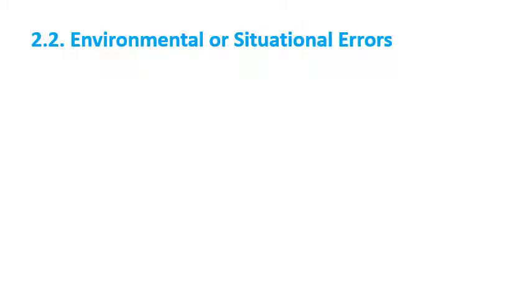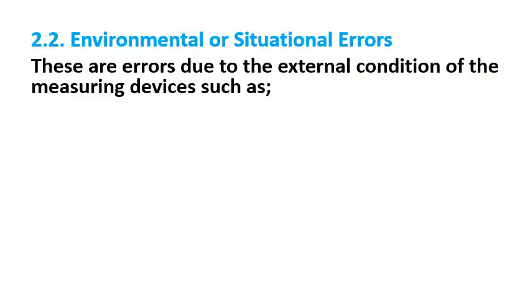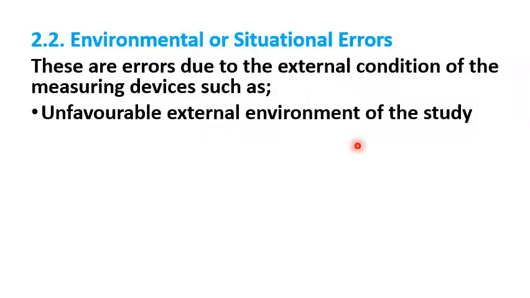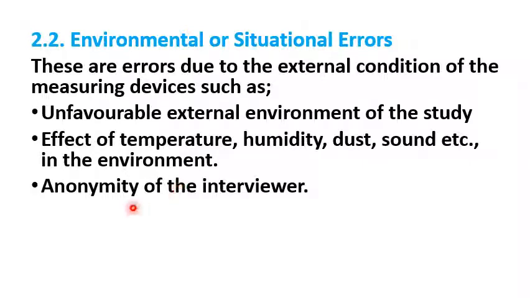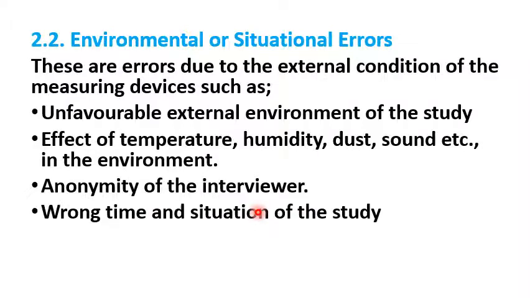Second type of systematic errors are environmental or situational errors. These are errors due to the environmental factors or the external condition of the measuring devices, such as unfavorable external environment of the study, then effect of temperature, humidity, dust, sound, etc. in the environment. Then anonymity of the interviewer. If the interviewer is not familiar with the respondent, then the respondent may be reluctant to disclose the information.